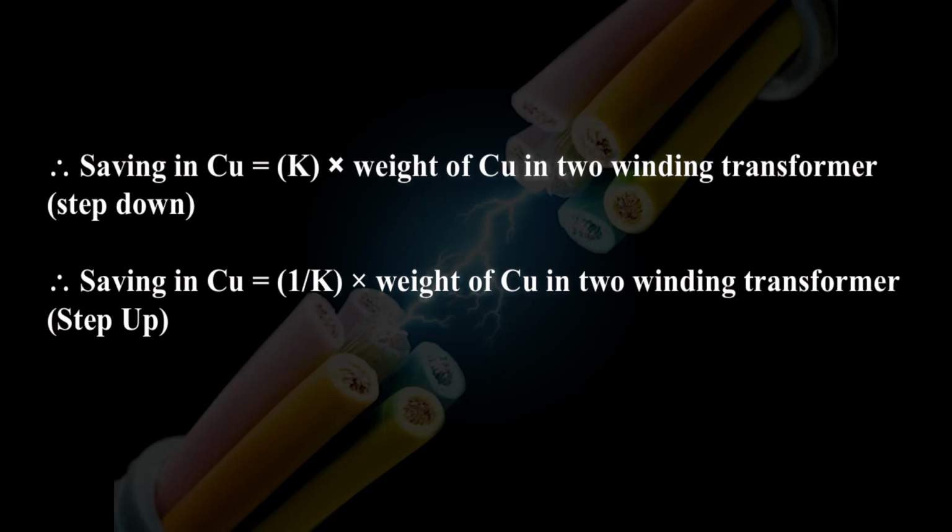So after solving, we get two general expressions. The saving in copper is equal to K times the weight of the copper in the two winding transformer in the case of a step down transformer, and the saving of copper is equal to 1 upon K times the weight of the copper in the two winding transformer if it is a step up transformer. Now we have to understand the advantages and limitations of the auto transformer.